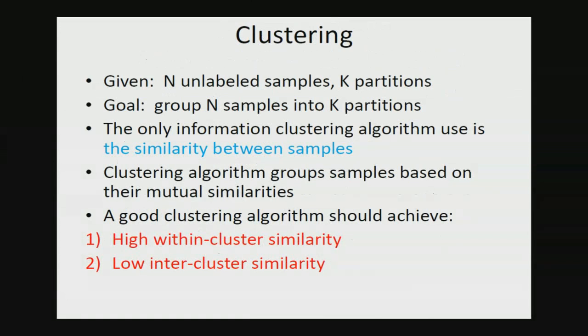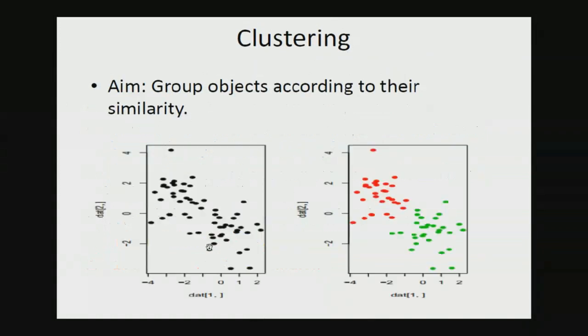And a clustering algorithm groups samples based on their mutual similarities. And a good clustering algorithm should achieve two things. One is high within-cluster similarity, and another one is low inter-cluster similarity. So we want everything within the same cluster to be as similar as possible, right? But we want two distinct clusters to be very different. But this is like a trade-off. So it is a trade-off between these two things.